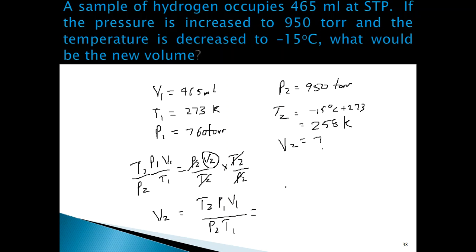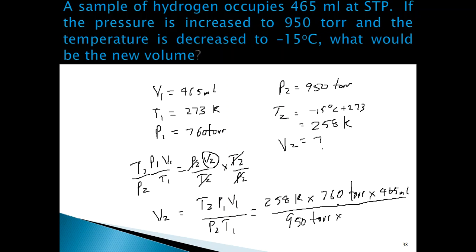Then all I would do from here is put the numbers in. T2 is 258 Kelvin, times P1, which is 760 torr, times V1, which is 465 mL, all divided by P2, which is 950 torr, times T1, which is 273 Kelvin. The torr units will go, the Kelvin units will go, and the only unit remaining will be the milliliter unit.